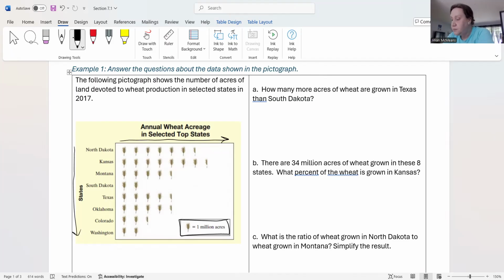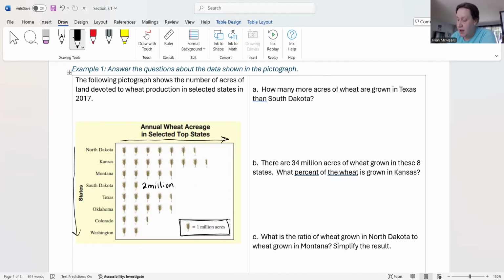Okay. So you kind of have to familiarize yourself with your pictograph and then you can go and answer your questions. Okay. Now, how many more acres of wheat are grown in Texas than in South Dakota? So let's look at Texas and South Dakota. So South Dakota, we have two pieces of wheat. So we know that when we were collecting this data, the amount of wheat grown in South Dakota is not necessarily exactly 2 million acres. It's going to be really close to 2 million acres.